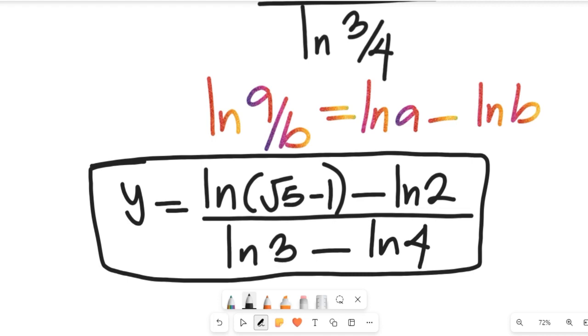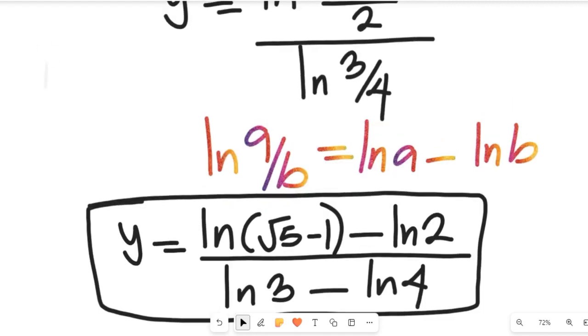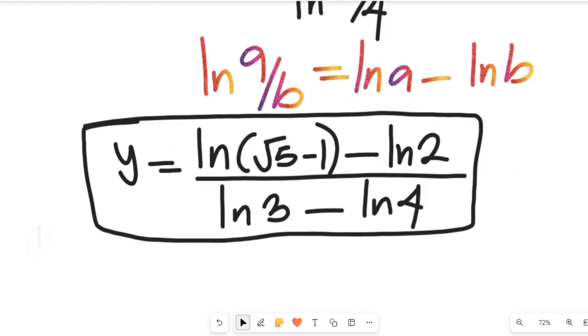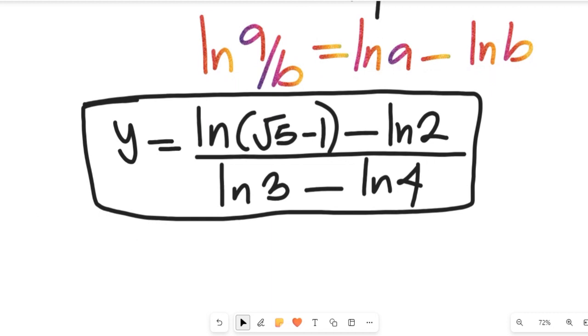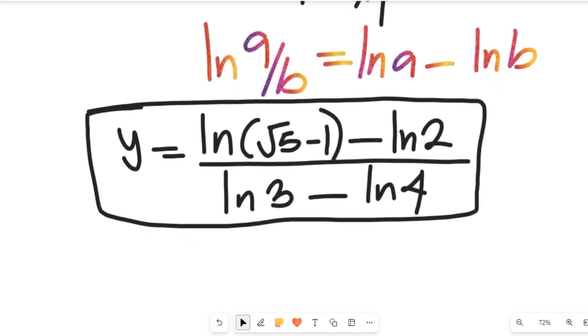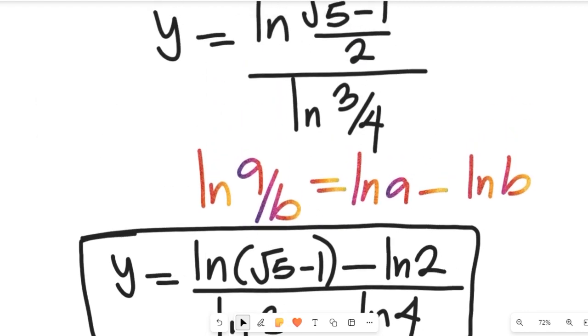So I'm going to give you a task. I want you to simplify this expression. Find the natural log of root 5 minus 1, subtract the natural log of 2, divide by the natural log of 3 minus the natural log of 4, and then arrive at the value of y.